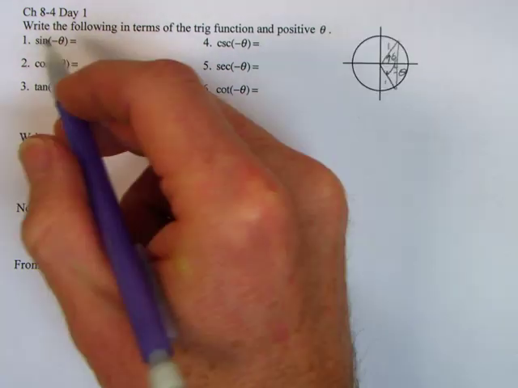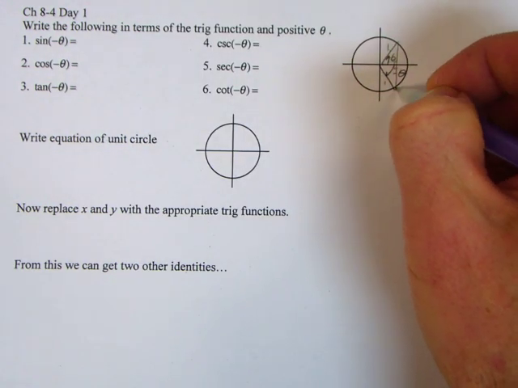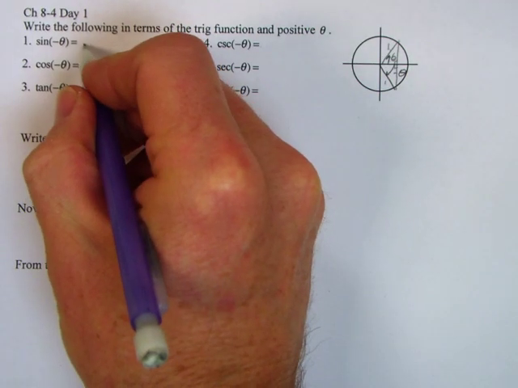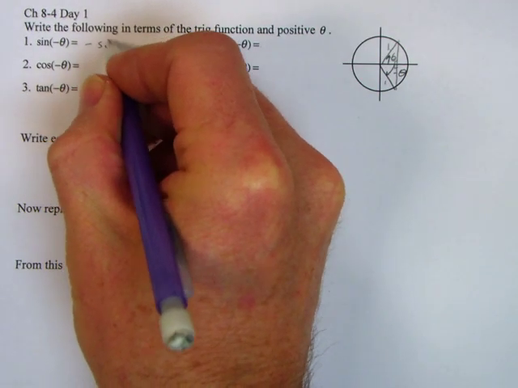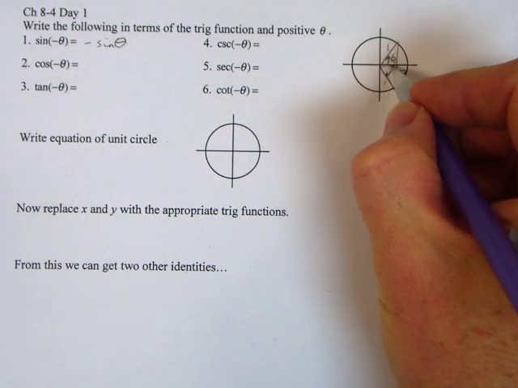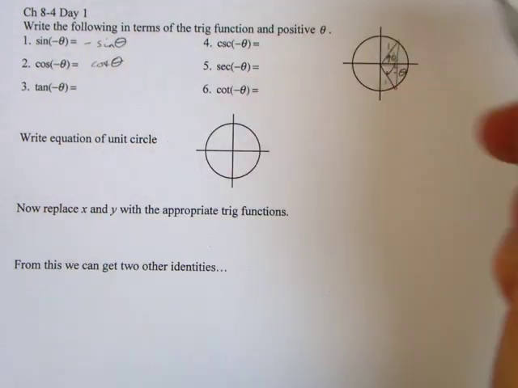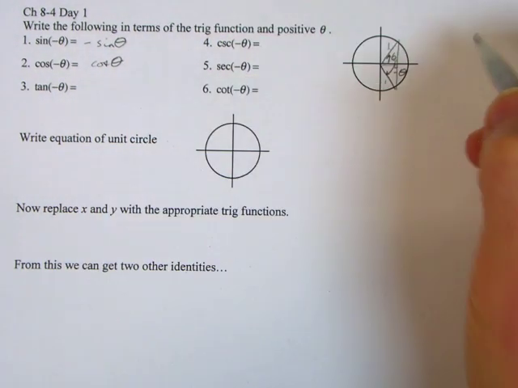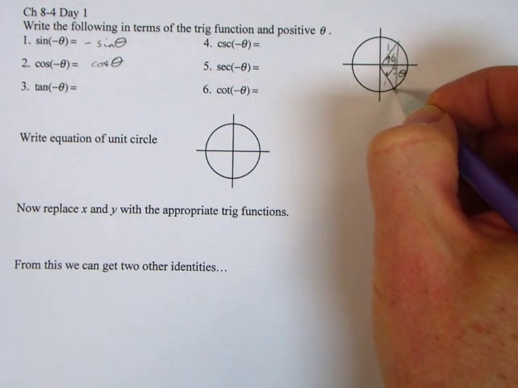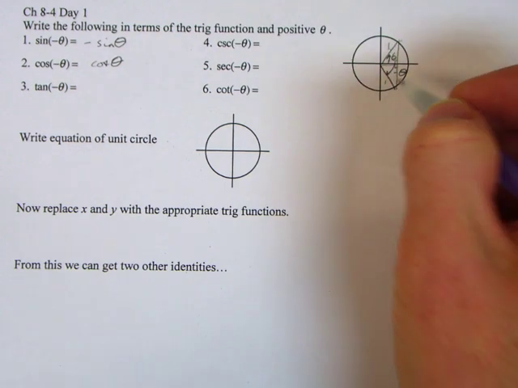How do we compare? What is sine on the unit circle? Sine is a y value. How does this y value compare to the top one? They are opposite in sign, so it's negative sine of theta. Let's look at the cosine. The cosine is the x values. Those are the same, so it's cosine of theta. What is tangent? Tangent in the fourth quadrant is negative, and in the first quadrant it's positive. That's one way to look at it, so you could say it's negative.